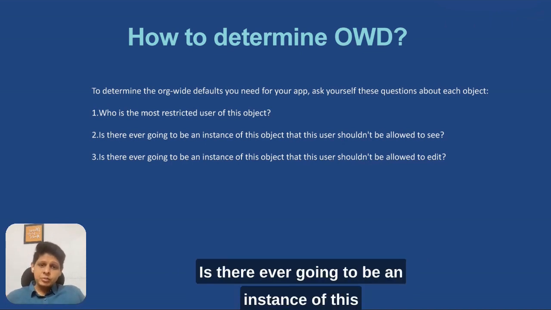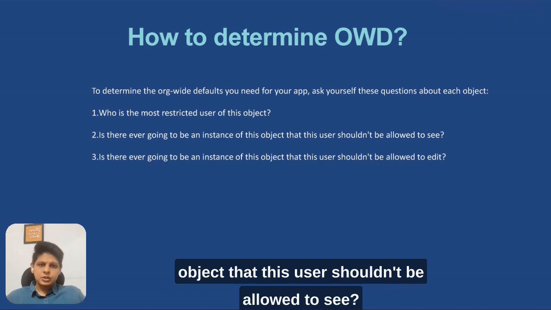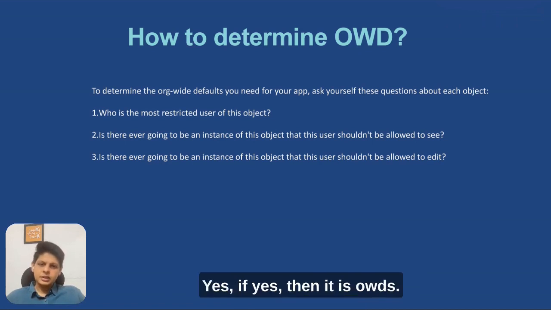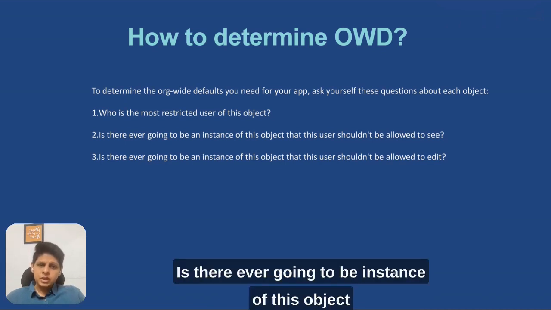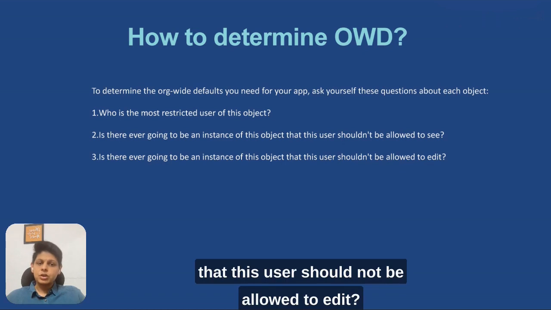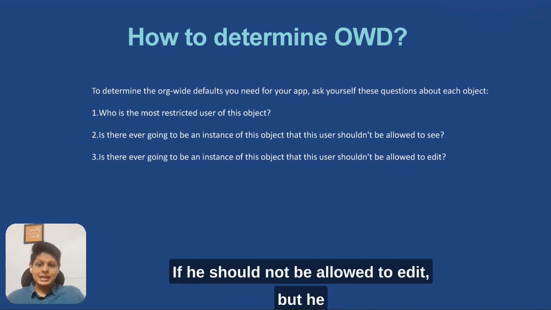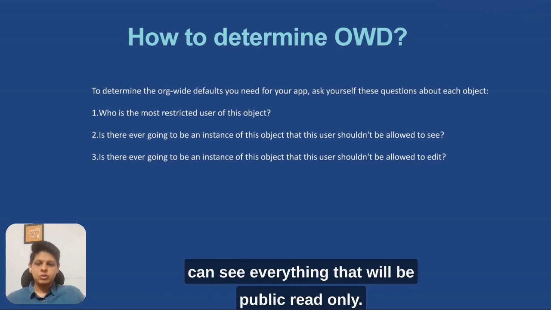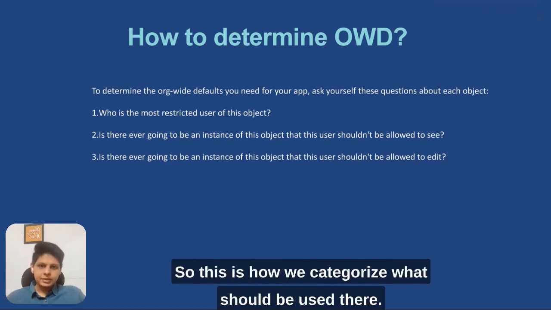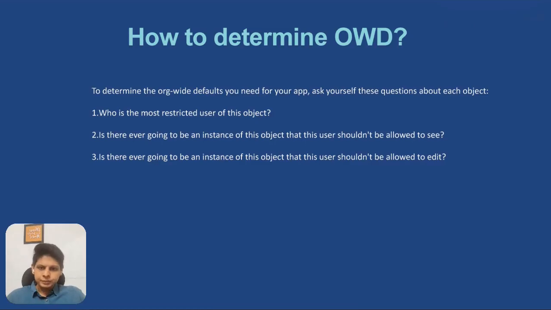Is there ever going to be an instance of this object that this user shouldn't be allowed to see? Yes. If yes, then the OWD should be private, right? Is there ever going to be an instance of this object that this user should not be allowed to edit? If he should not be allowed to edit, but he can see everything, that will be public read only. So this is how we categorize what should be used where.